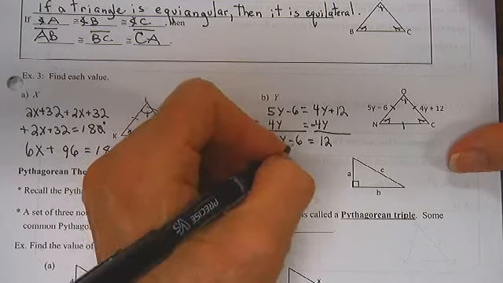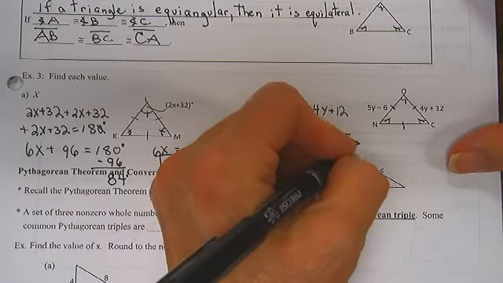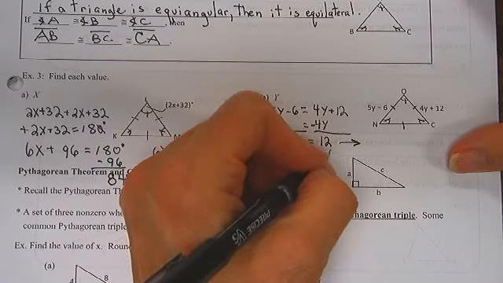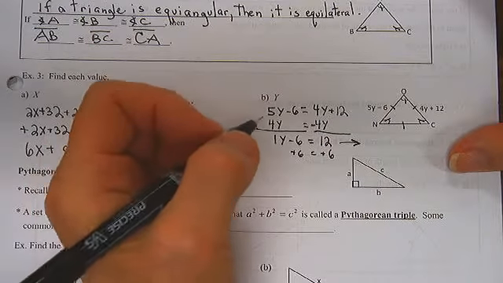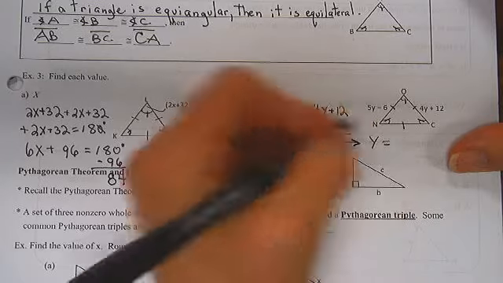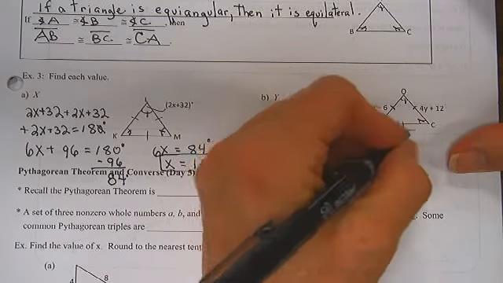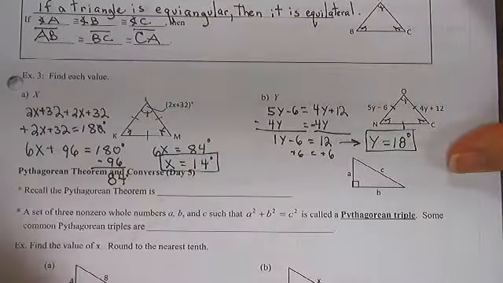Now I can add 6 to both sides, and that's going to give me y equals 12 plus 6, or 18 degrees. And that's all the homework.